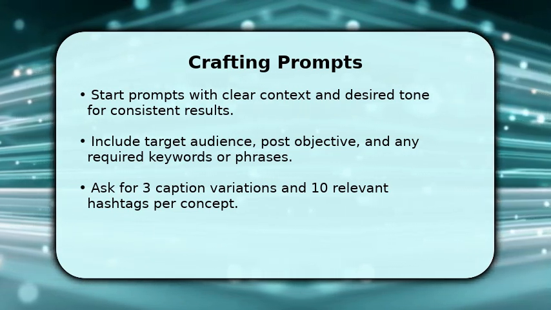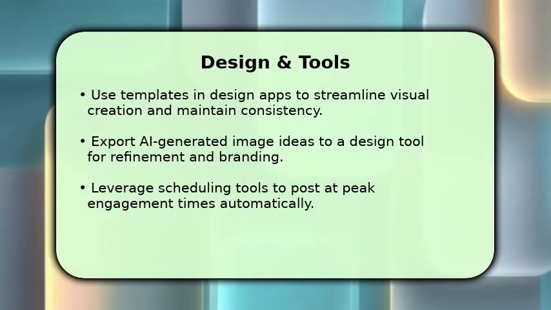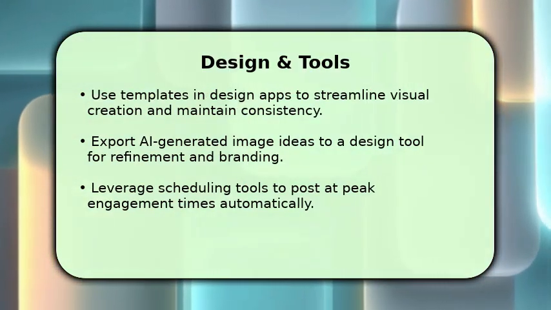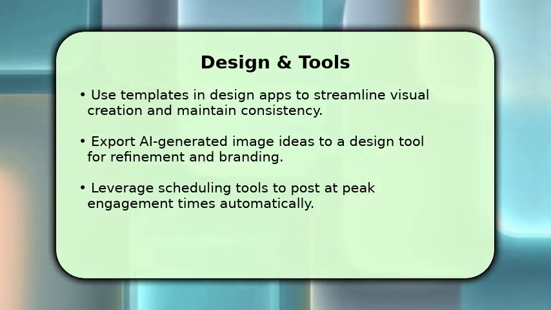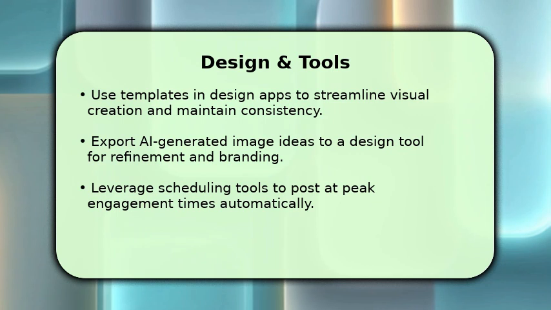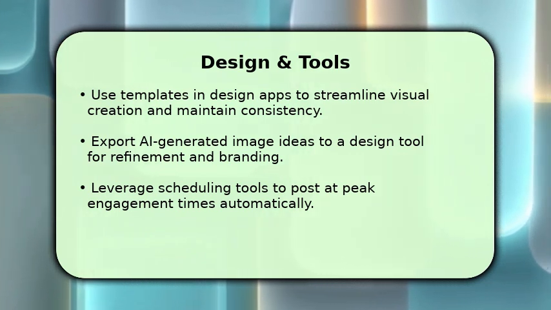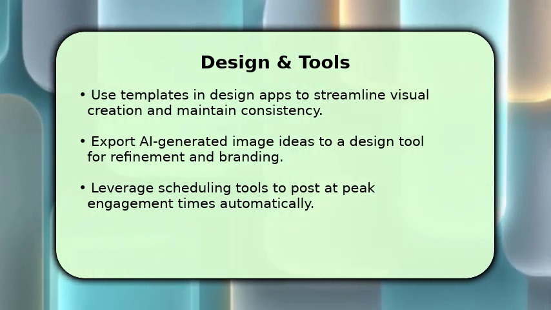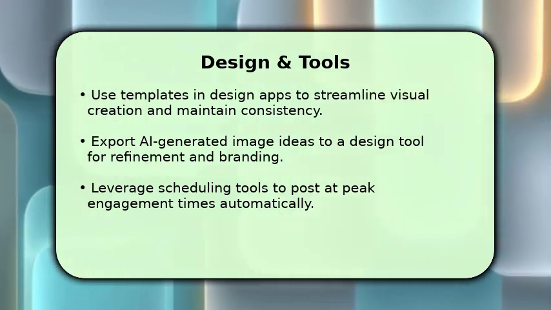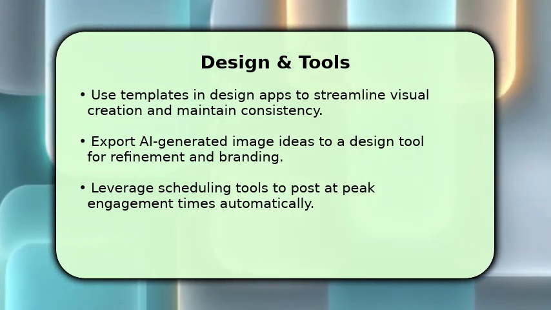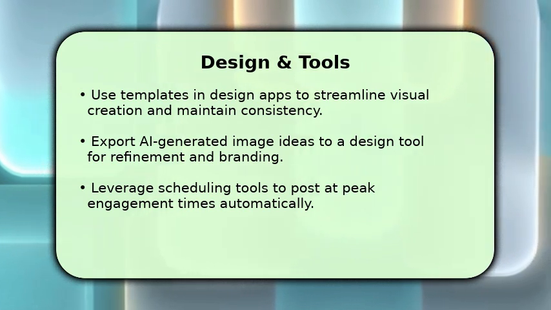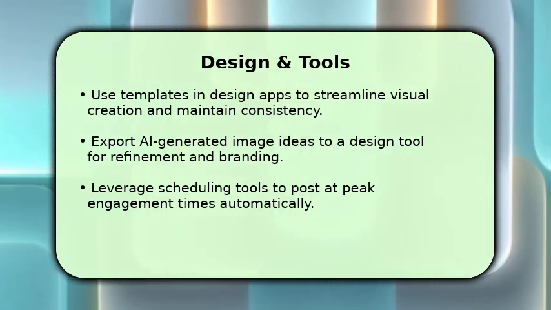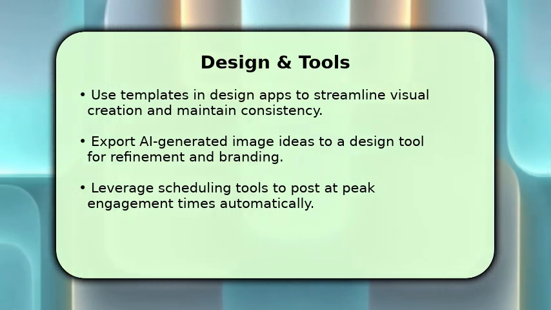emotional impact before scheduling. Pair AI captions with simple, on-brand visuals created in a design app using templates and your brand colors. Generate image ideas from AI, then refine them with consistent fonts and logo placement. Use a scheduling tool to pick optimal posting times and automate publishing so you maintain a steady presence. Review analytics to learn which captions and visuals perform best, then iterate your prompts accordingly for continuous improvement.